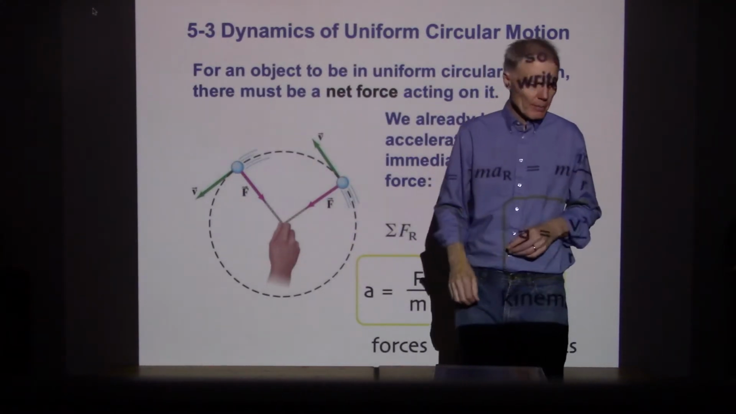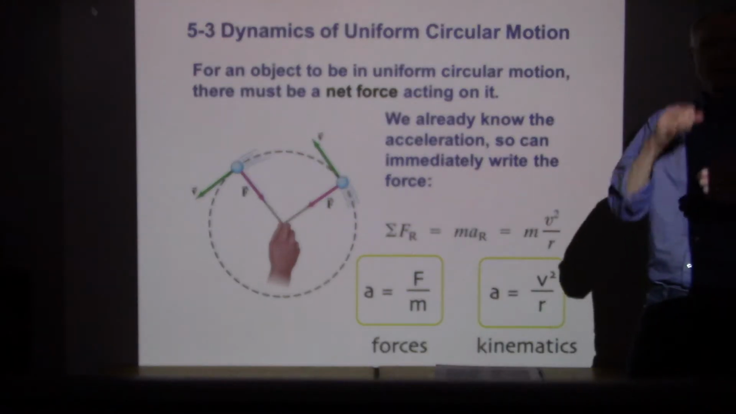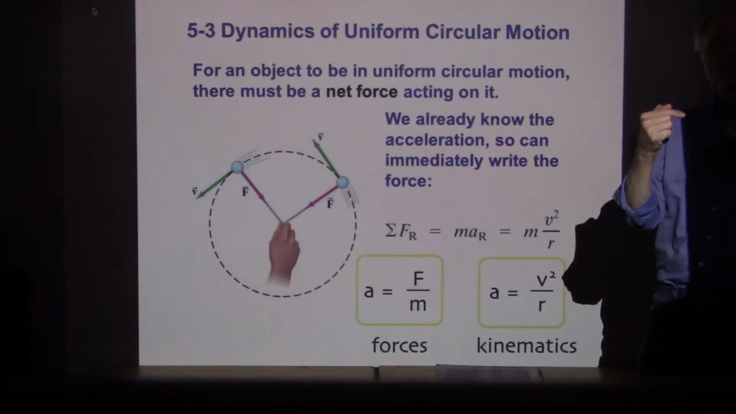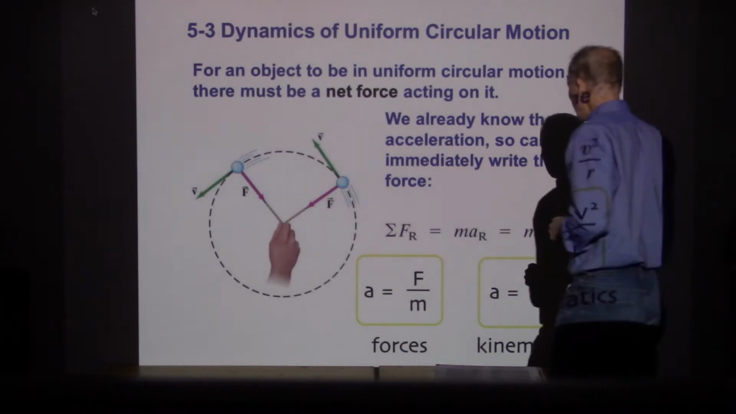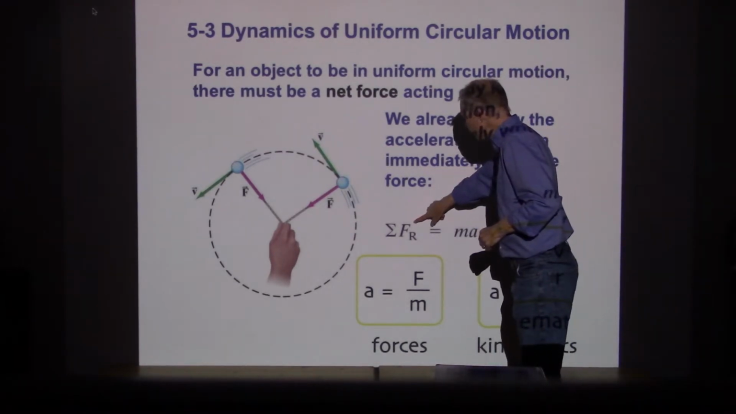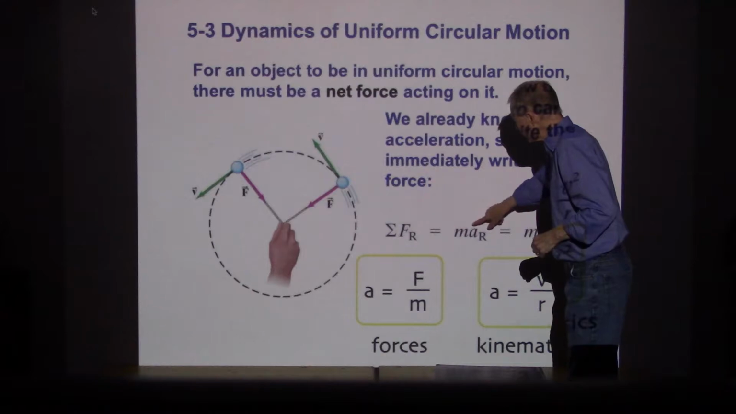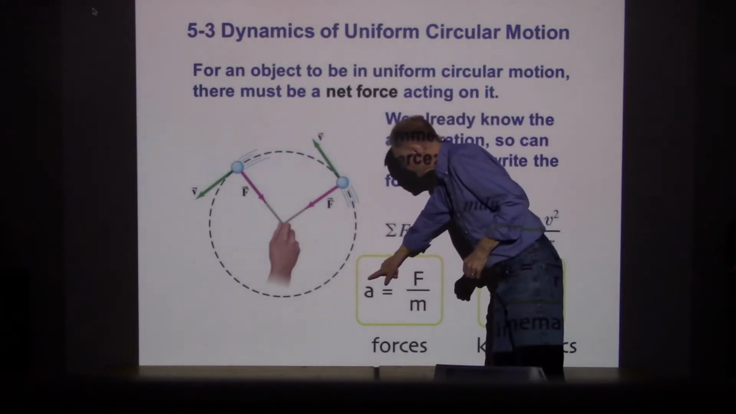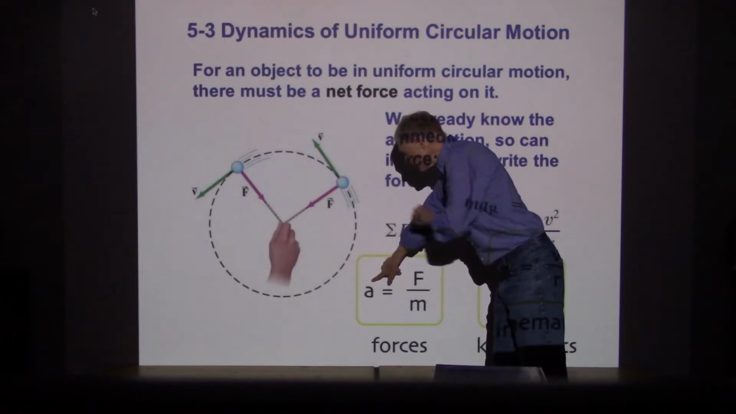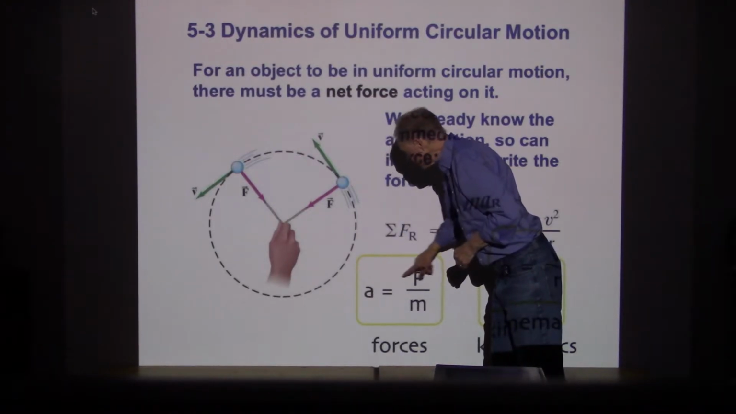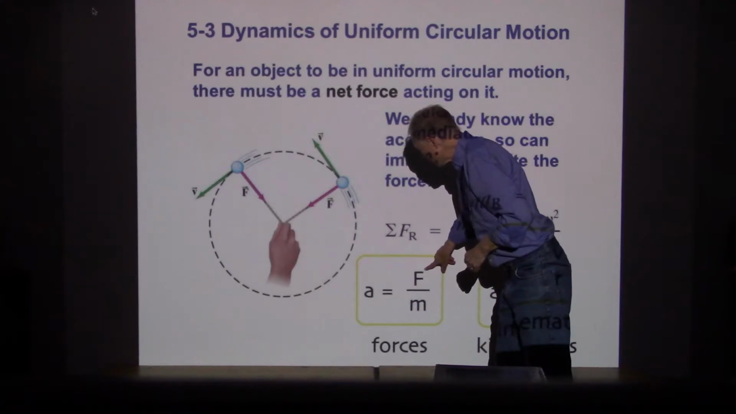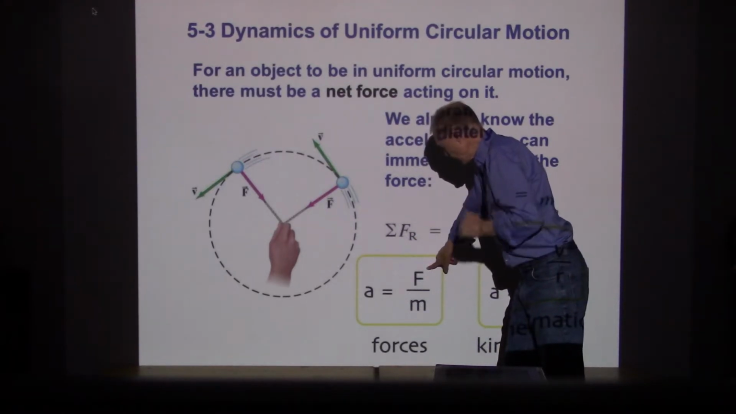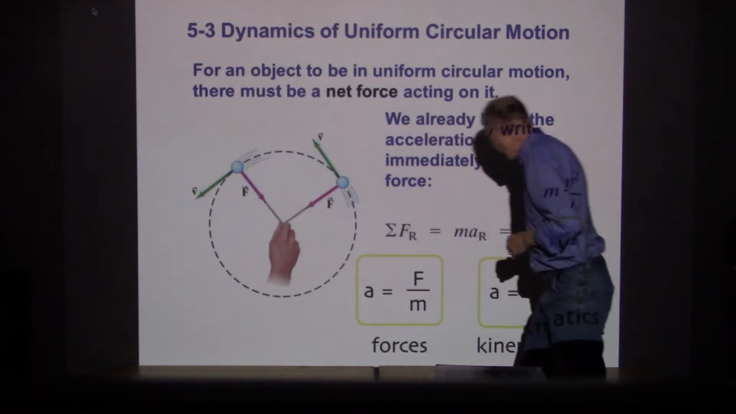Think about taking a string, tying it onto something, and swinging it around your head. The forces need to be directed to the center to keep that happening. So the force can be set equal to mass times acceleration. What I've been suggesting is to think of the centripetal acceleration as a result of some force, and the amount of acceleration will depend on how much force and how much mass.